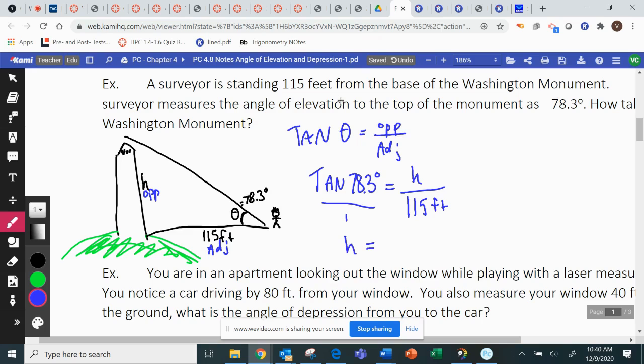It is the easiest to type in your calculator if you put the 115 in front of the tangent of 78.3, because your calculator will naturally open up parentheses and you'd have to close them before you do the 115. So it's easiest to type it in that way. Go ahead and type that in. And then I will call on somebody to tell me approximately how tall is the Washington Monument.